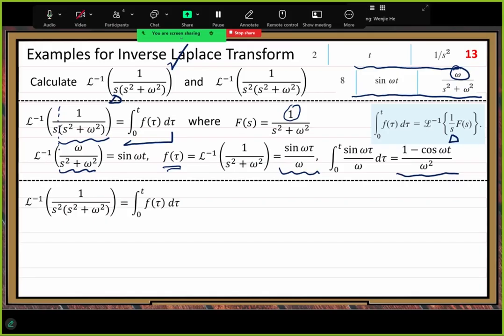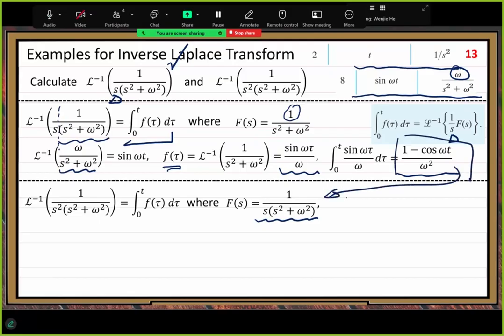All right. So here we apply that same formula. It's an integral, but this little f is different, because this time capital F is this function. And capital F is that function, so the little f can be calculated, right? Little f corresponds to that capital F.